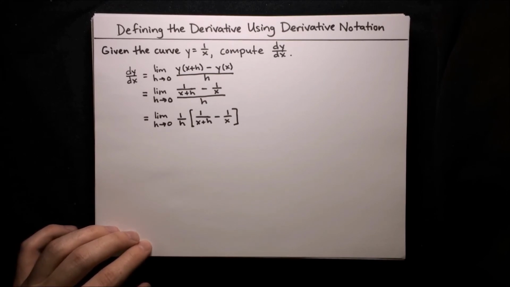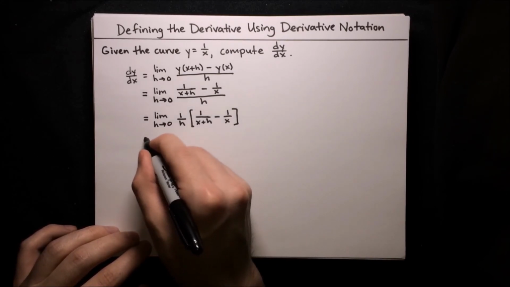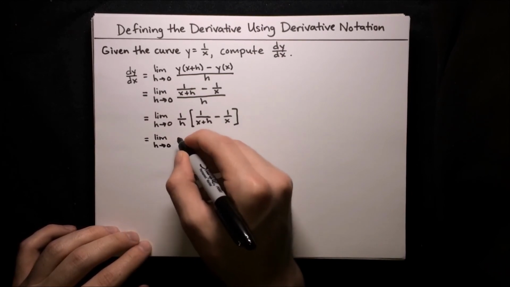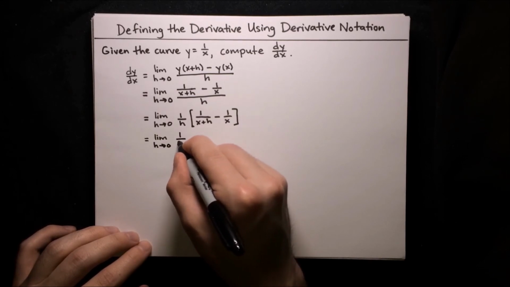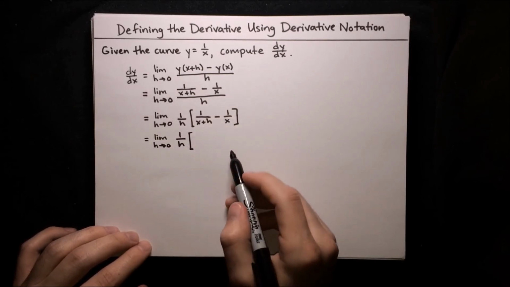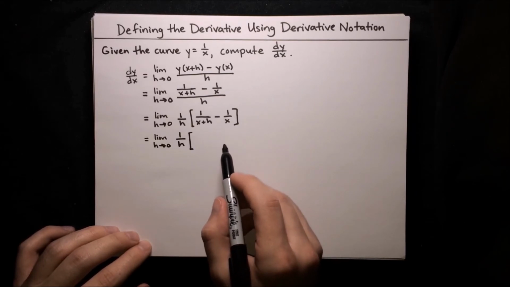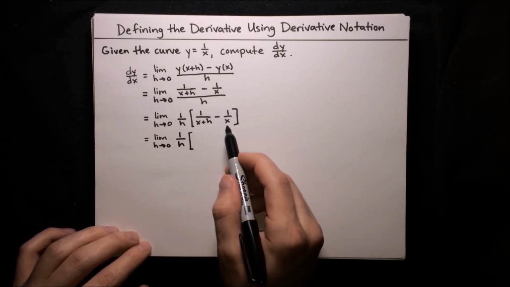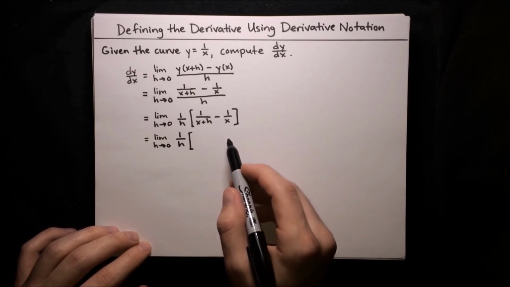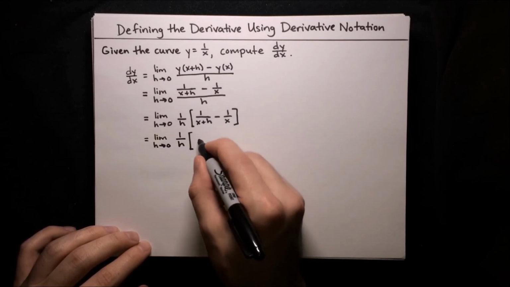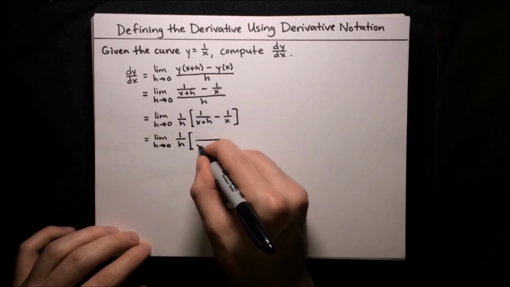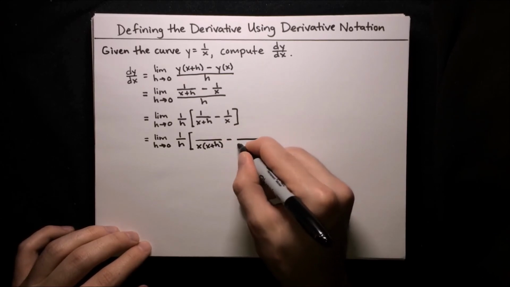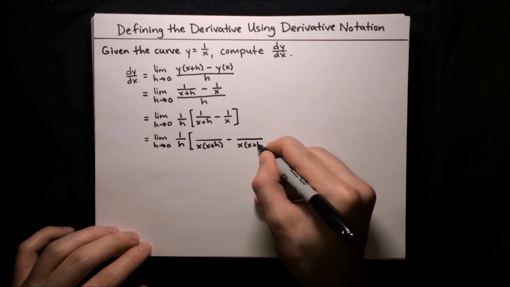Now let's think about combining these two fractions. In order to combine fractions, remember, they have to have a common denominator. The common denominator is the least common multiple of x plus h and x. These denominators don't have any common factors, so we can just multiply them together. So x times x plus h will be our common denominator, and we want x times x plus h, and then minus something over x times x plus h.